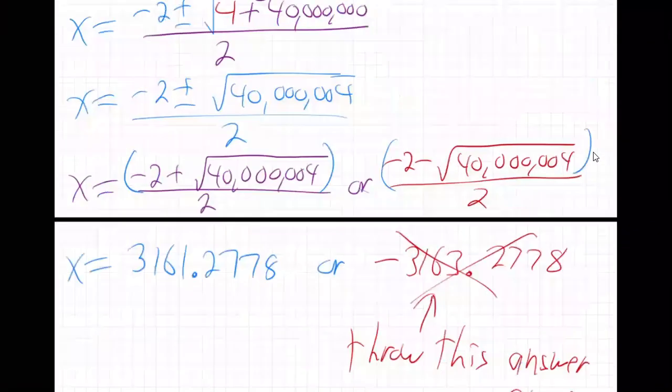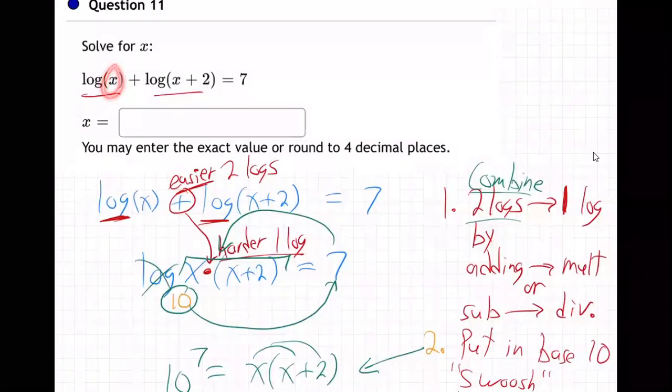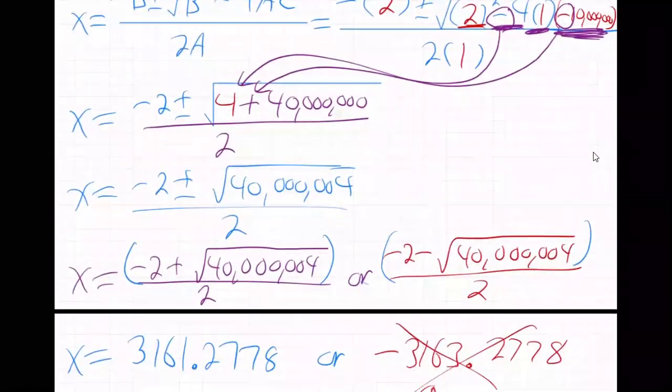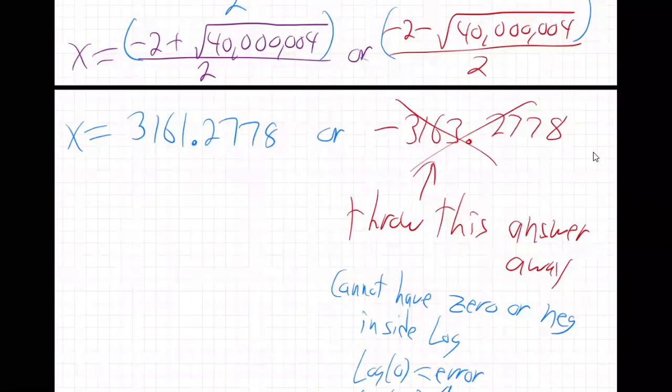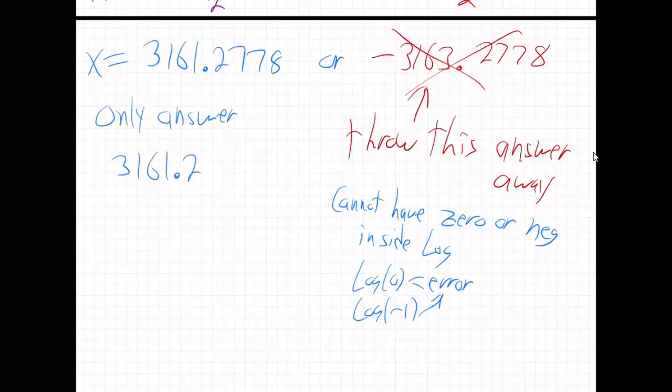see how this is a negative answer? You can't have that. Why? Because you go back to the original question, if you put in the negative right here and right here, it's going to make the inside of that log negative. We can't have that. So that's what we call a false answer. That can't be the real answer. You throw that one away. And so the only answer is 3161.2778. That's the true answer. The only answer. Throw that other one away.